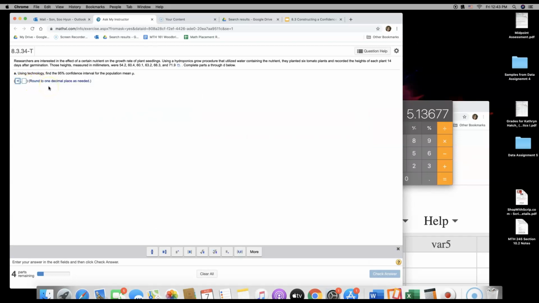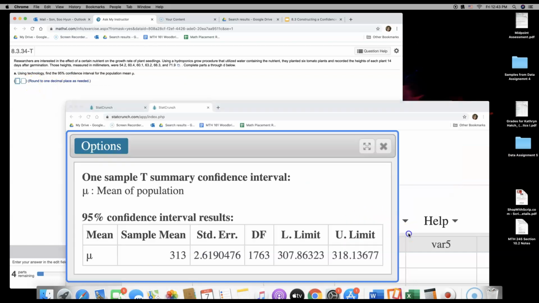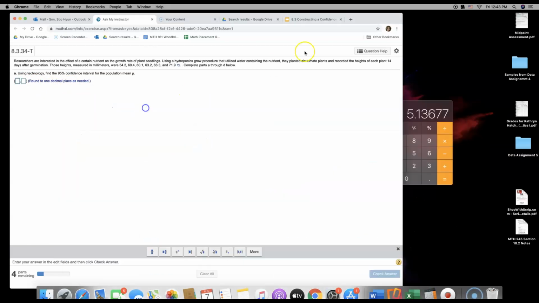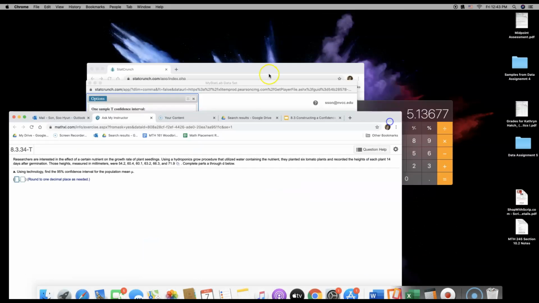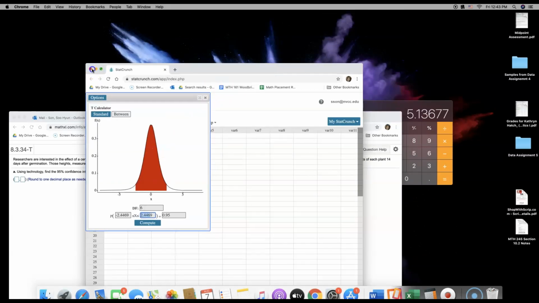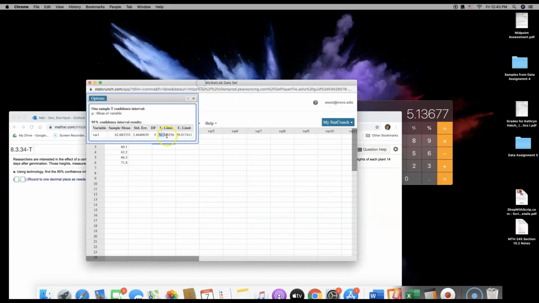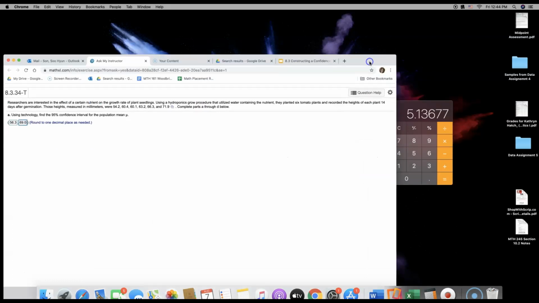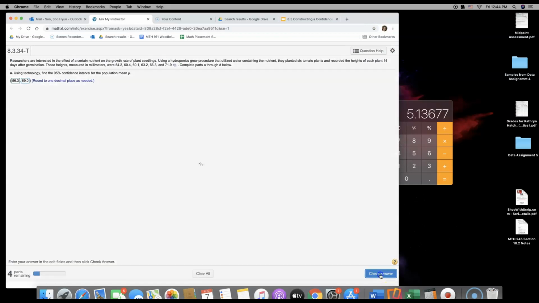Nope, not that one. Forgot what the number was. This is the other work. Sorry. I'm going to close these. Where is this? Oh no, I think I lost it. Oh no, here it is. So 56.3 and 69.0. So that's how you will find the confidence interval for the population mean.